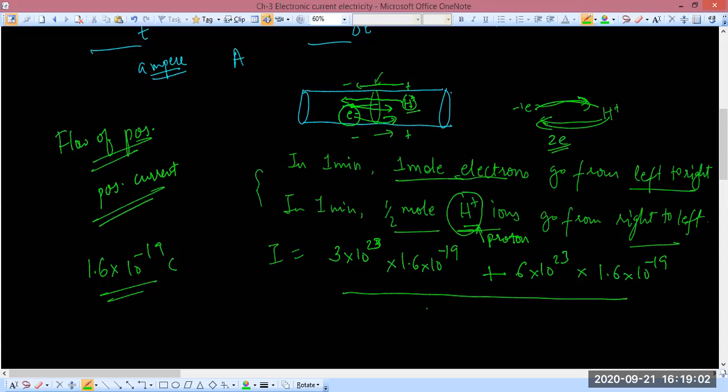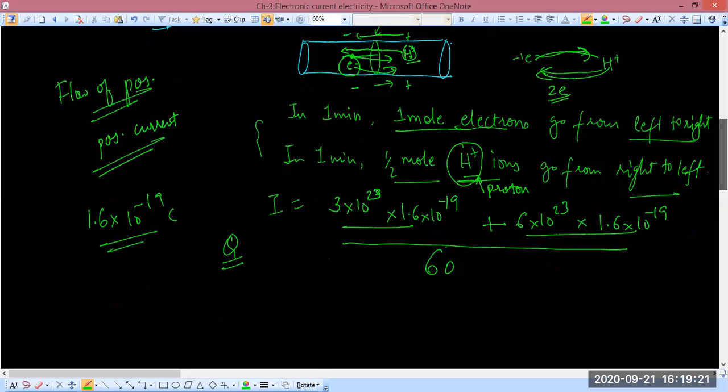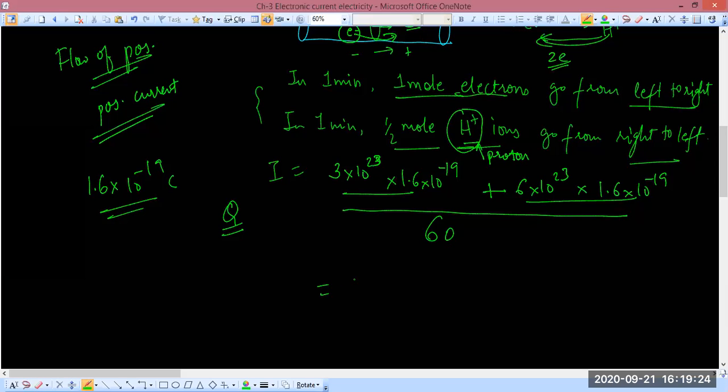Divided by 60, because this is in seconds. This is a bit complicated, but don't worry about it. All you have to do is find how much charge has flown, and then divide by time. So this is going to be your answer. 60 seconds, that is 1 minute.